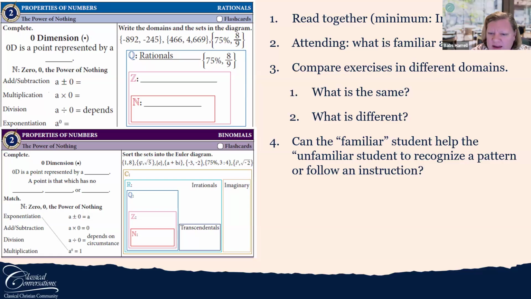Oh, here's a good question. Is there a name for our domain letters? I've been calling them fancy N, fancy Z with my kids, but are there actual names, or are they just called N, Z, Q? No, if a mathematician was to see that, they wouldn't think N, Z, and Q. They would just go, oh, naturals, integers, and rationals. They would just immediately say what they represented.